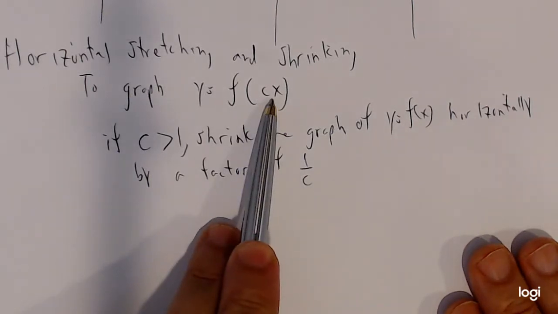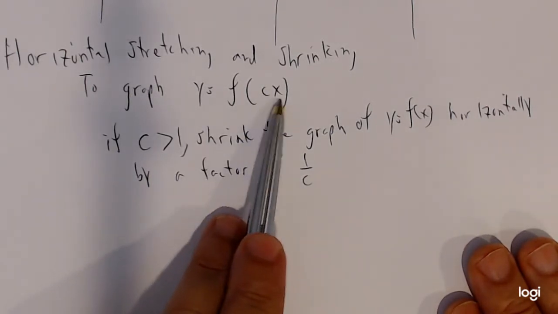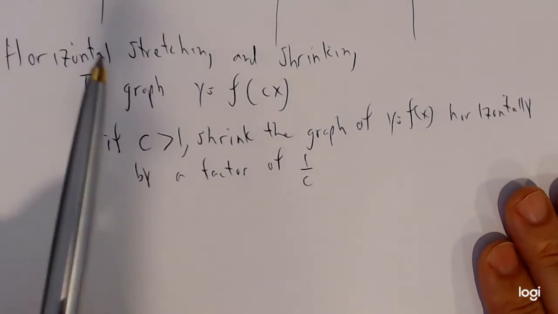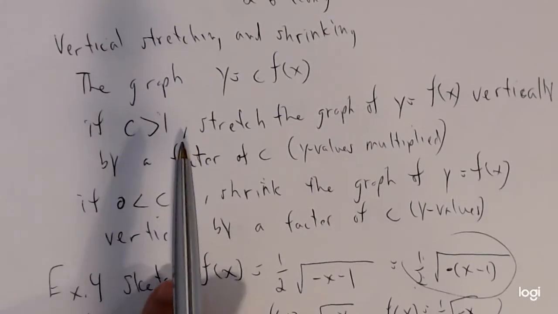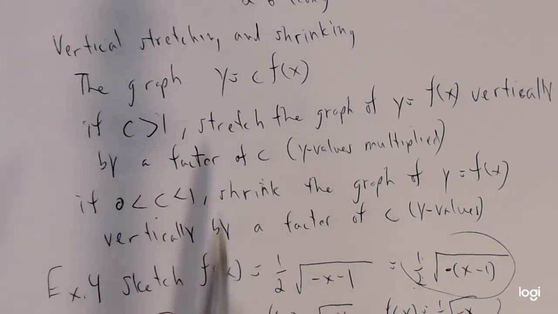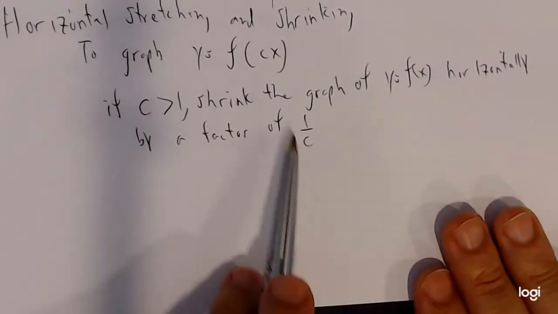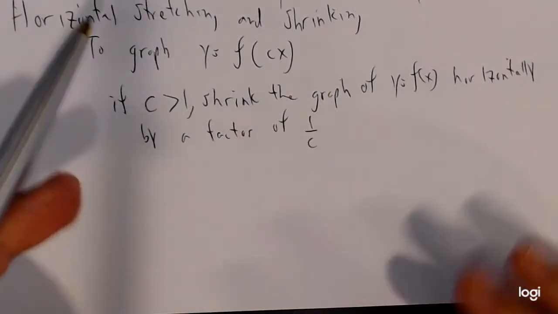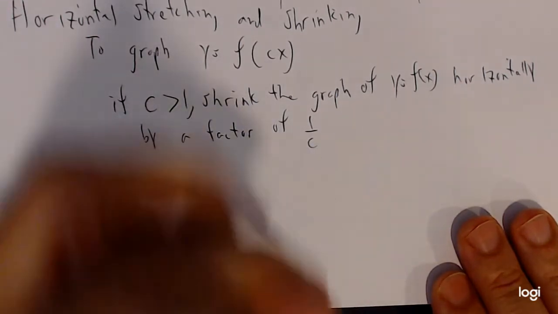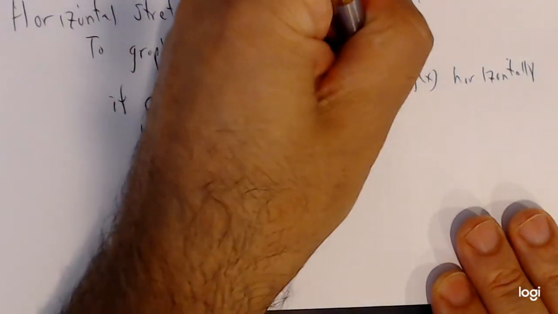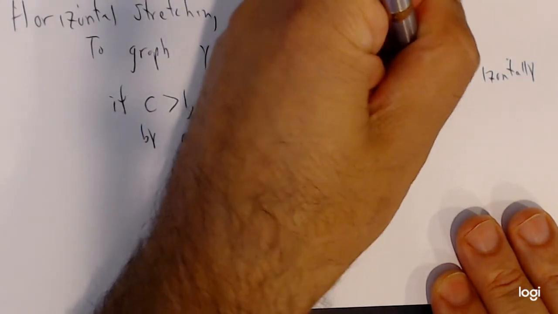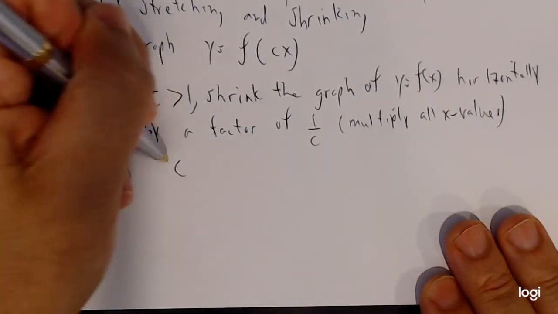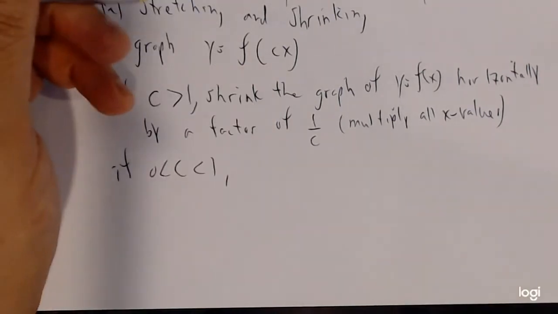In other words, to stretch or shrink, we're going to grab all the x values and multiply them by 1 over c. Do you guys see the difference? For the vertical stretch and compression, coming back up here, we multiplied all the y values by c. For the horizontal, we multiply all the x values, not the y values, by 1 over c, which is why it causes a shrink. So this is saying multiply all x values. Okay? So then if c is between 0 and 1, then this becomes a stretch.